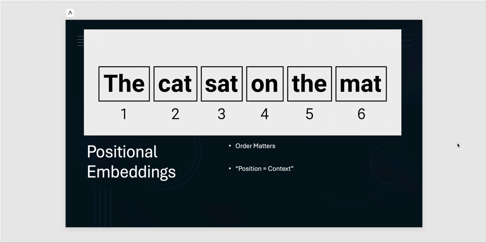Positional embeddings. Tokens and embeddings alone aren't enough. If I say dog bites man versus man bites dog, the meaning changes completely. That's where positional embeddings come in. They inject information about the order of words in a sentence so the model can understand context and sequence. Without positional embeddings, everything would look like a bag of words and meaning would be lost.